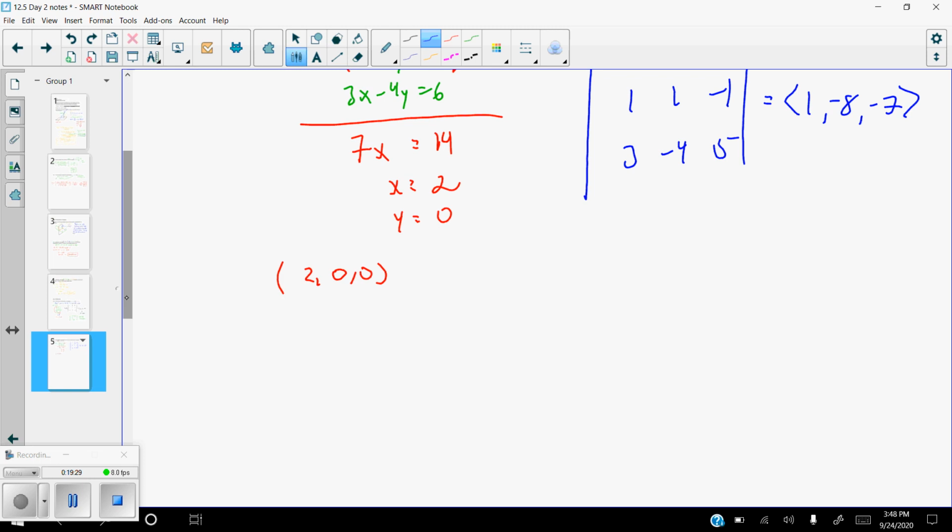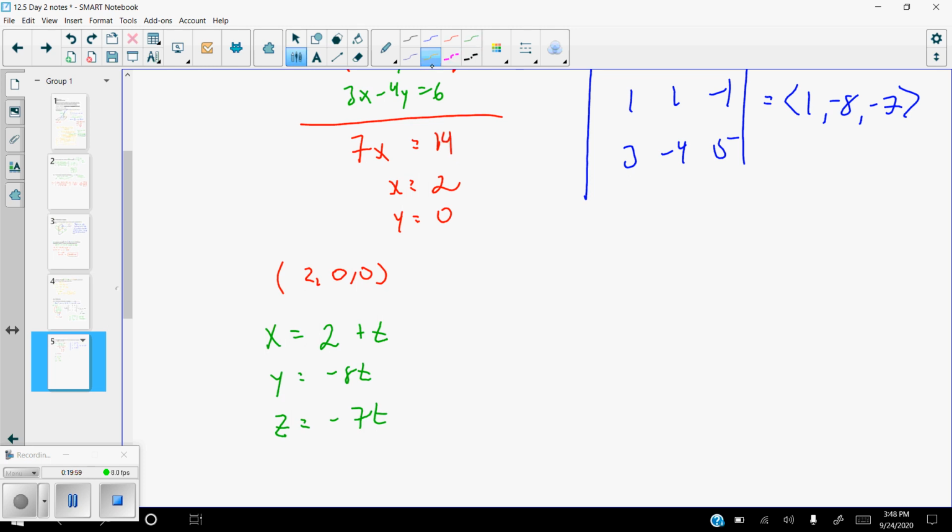Let's go ahead and write these in our standard form of a line first, our parametric form. So we're going to get that x starts at 2 and increases by 1. y starts at 0 but decreases by 8. And z also starts at 0 but decreases by 7. So now to write these in symmetric form, we solve each one for t.